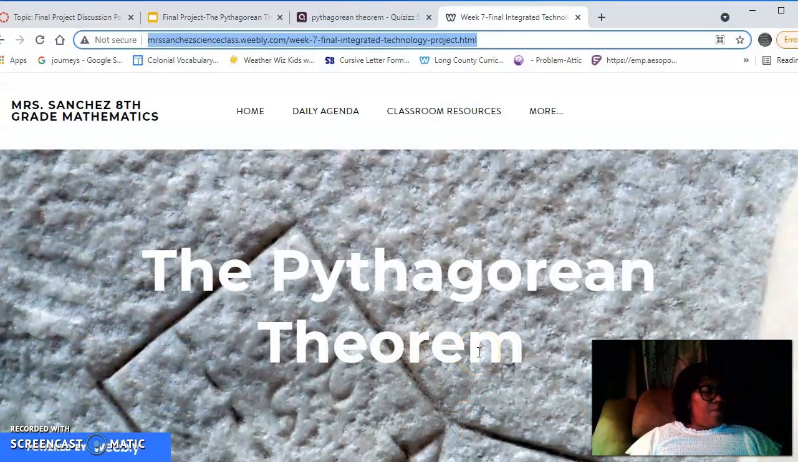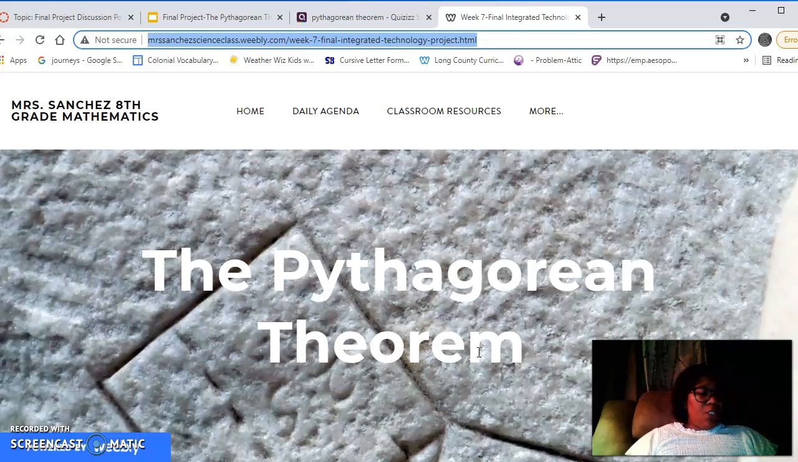The standards that it covers are MGSE 8, G6. It explains a proof of the Pythagorean theorem and its converse. G7, apply the Pythagorean theorem to determine unknown side lengths in right triangles in real world and mathematical problems in 2 and 3 dimensions. And G8, apply the Pythagorean theorem to find the distance between 2 points in a coordinate plane.